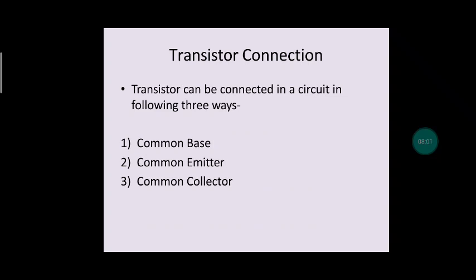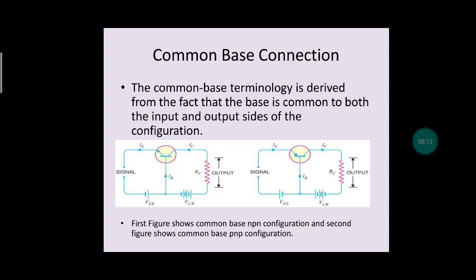So here three types of transistor connections are there. One is common base, another is common emitter, and another is common collector. Common base means the base is common for both the input and output side of the configuration. Here, if the direction is outward, this is an NPN transistor, while if the direction is inward, it is called a PNP transistor. So the base terminal is common for both input and output.